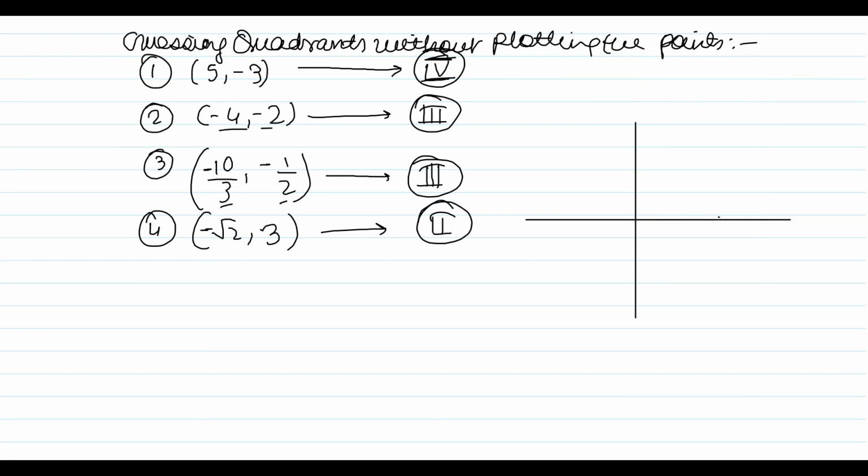So the first point was 5 comma minus 3. So this is minus 3 and this is 5, let's say. So this point would lie somewhere over here: 5 units away from the y-axis in the right direction, and minus 3 units away from the x-axis in the downward direction.